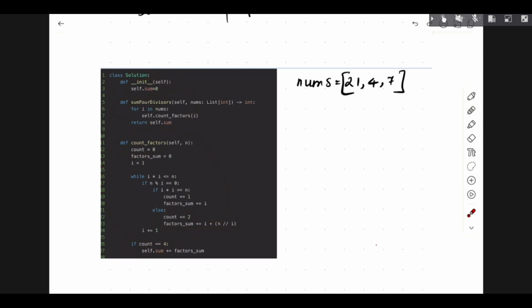So for whichever values the factors count is 0, I'll be adding it to the factor sum. Here in this while loop, we are running the loop while i square is less than or equal to n. This is the same as i less than or equal to root n. So we do not need to run the entire loop.